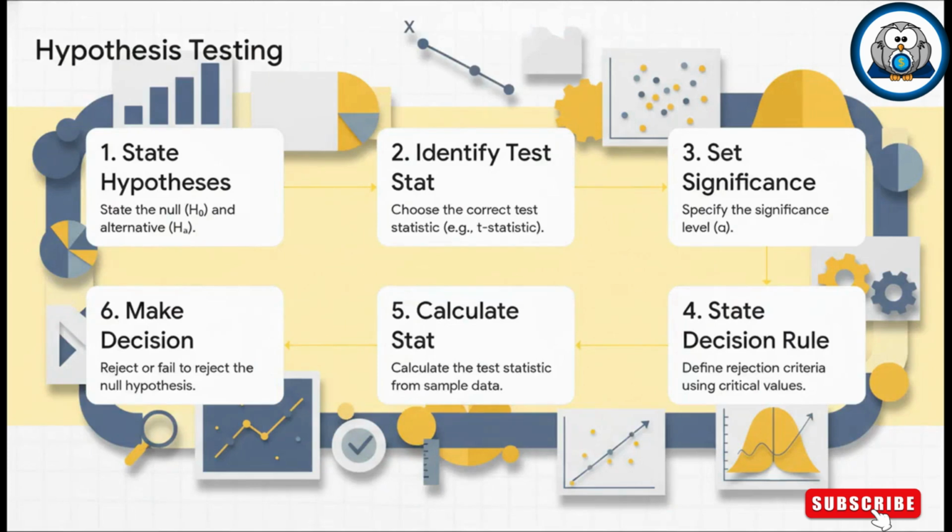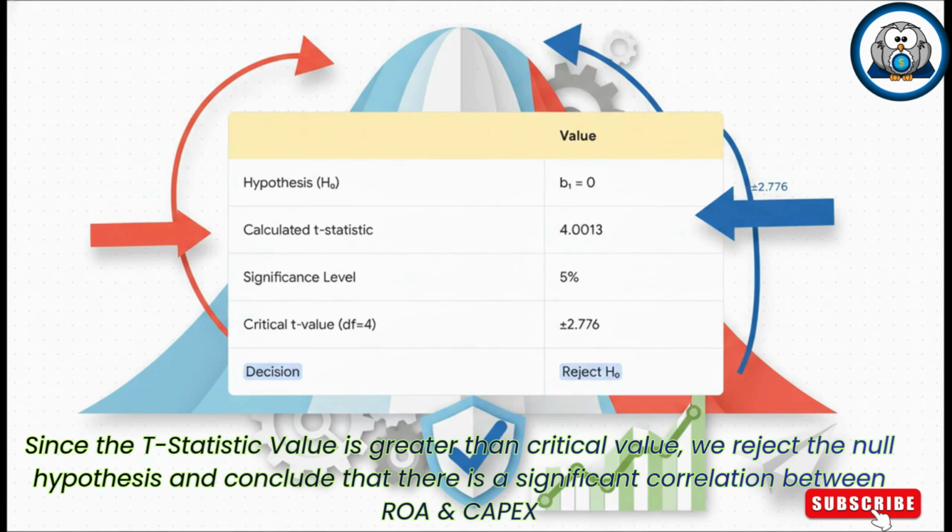Now, we don't just guess about this. To test our slope coefficient, we follow a very disciplined 6-step process. This structured approach is what makes sure our conclusions are statistically sound and totally defendable. So here's the bottom line. After running the numbers, our calculated t-statistic is about 4.00. The critical value, our line in the sand, was plus or minus 2.776. So our number is way beyond that line. That means we can confidently reject the null hypothesis. It's a slam dunk. We have strong proof that CapEx has a significant, real relationship with ROA.